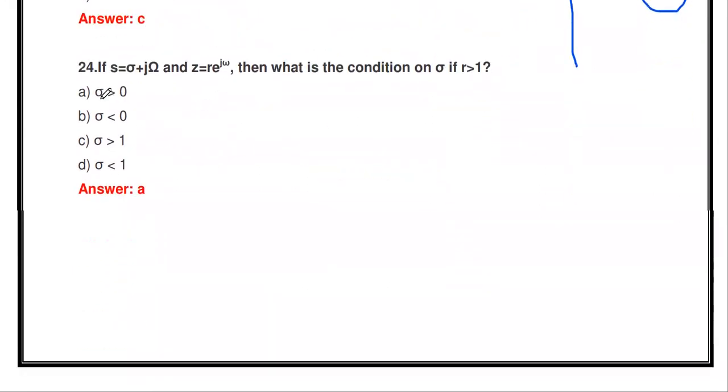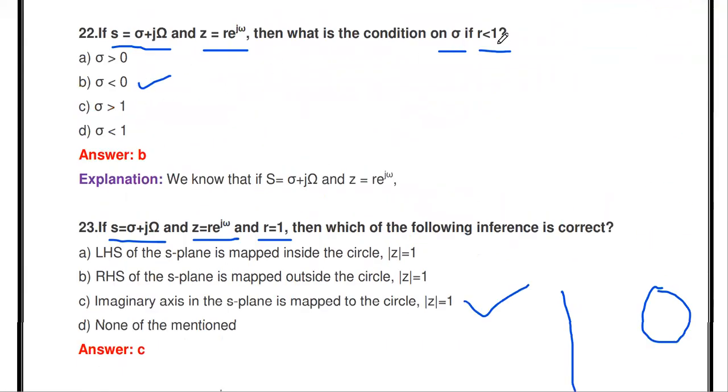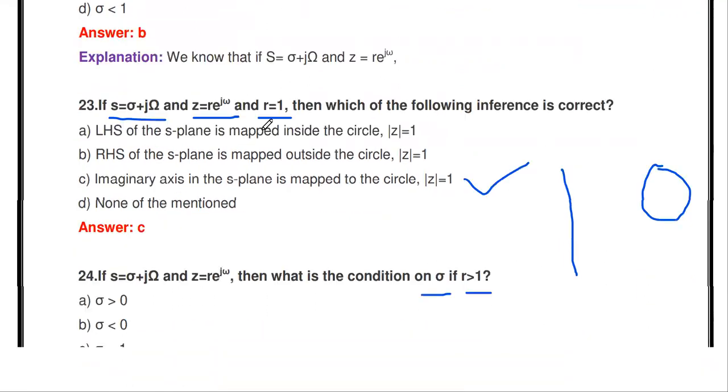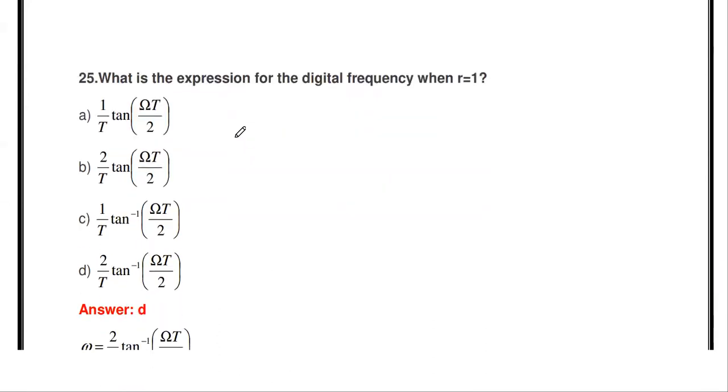The next one: if s is equal to sigma plus j omega and z equal to r into e power j omega, what is the condition on sigma if r is greater than 1? If r is less than 1, the sigma value should be less than 0. If r is greater than 1, what about the value of sigma? The sigma value should be greater than 0. Okay, this is the condition.